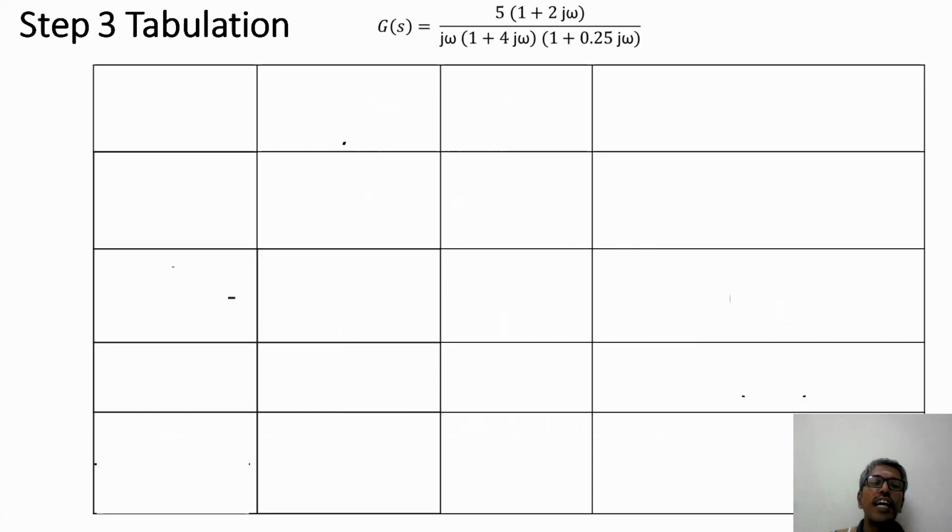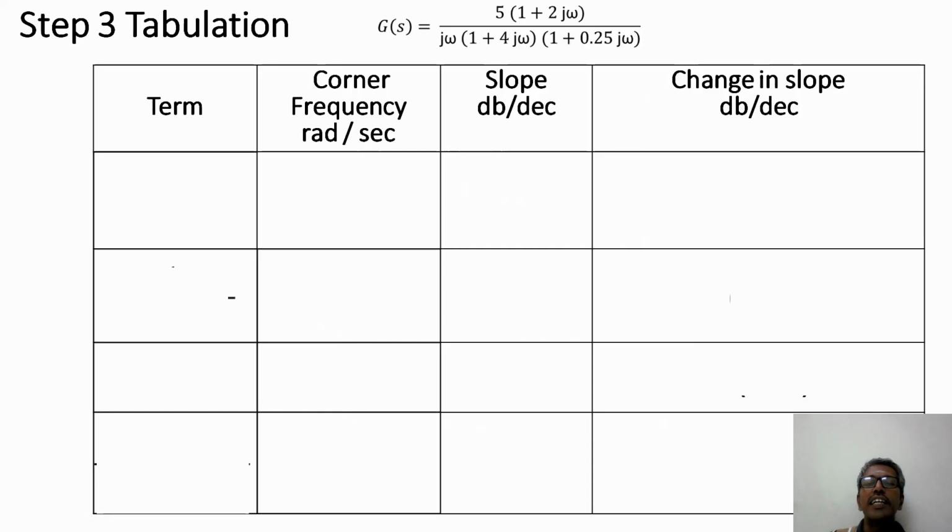So first you have to tabulate the terms in the increasing order of the corner frequency. First, without corner frequency, the first term will be 5 divided by j omega. Here omega is in the denominator, so I will put minus. Here it will be omega, so that's why I put minus 20. There is no change in slope.